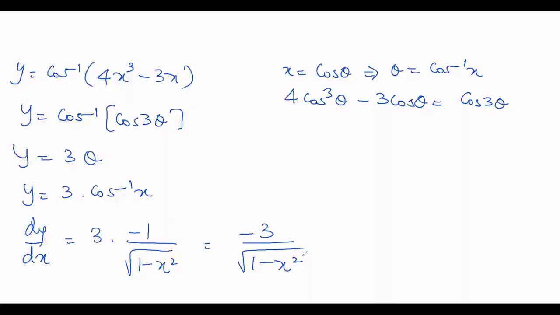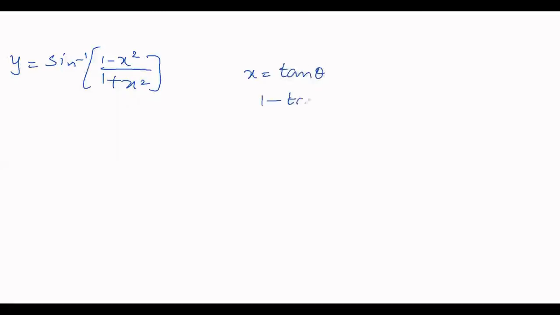Next question. y is equal to sine inverse of 1 minus x squared divided by 1 plus x squared. So here I'm going to use a substitution. Let x be equal to tan theta. So 1 minus tan squared theta divided by 1 plus tan squared theta is equal to cos 2 theta. So I can rewrite this as y is equal to sine inverse of cos 2 theta.